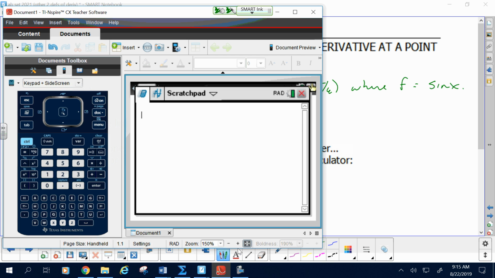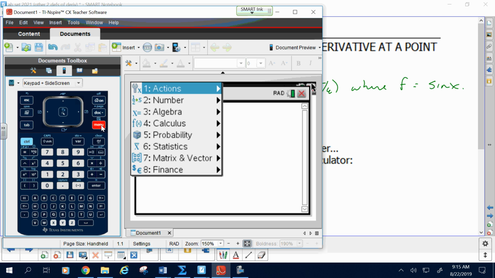We want to find the derivative of sine at pi over 6. You with me on the question? All right. Now, there are a couple different ways to do this. This way is not necessarily the least amount of keystrokes, but the least confusing to students. I'm going to go this way.